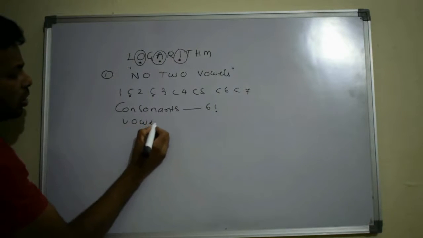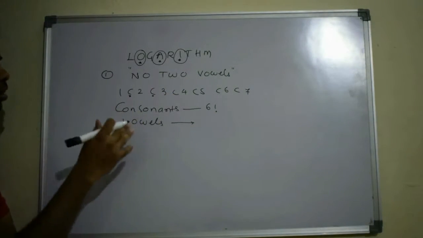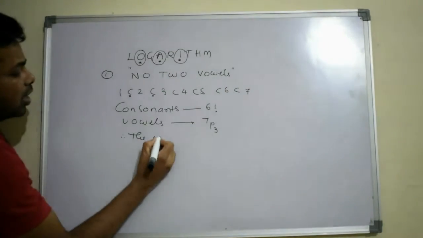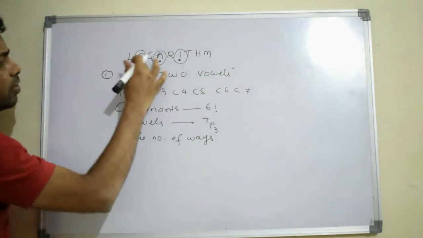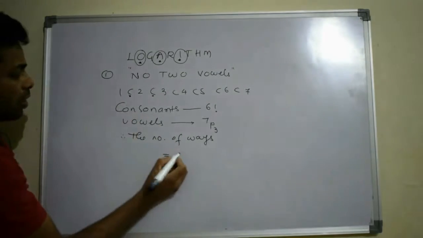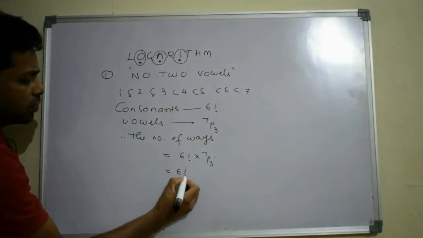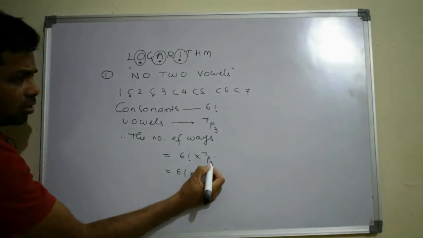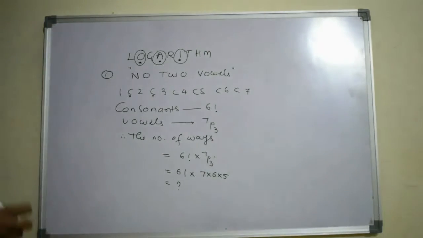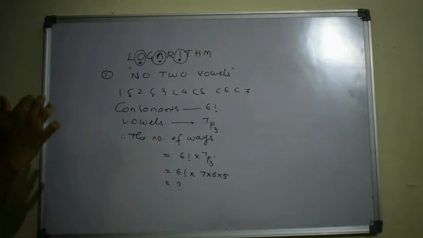How many ways can it be done? Now I am arranging the vowels. 7 places are available, and we have to arrange 3, so 7P3. Therefore, the number of ways of arranging the letters of the word logarithm such that no two vowels are together, by the fundamental principle of multiplication, equals 6 factorial into 7P3. How to calculate? Since 3 is there, you write 3 numbers: 7 into 6 into 5. So this number you can calculate. This is the way of finding the number of arrangements in which no two vowels are together.